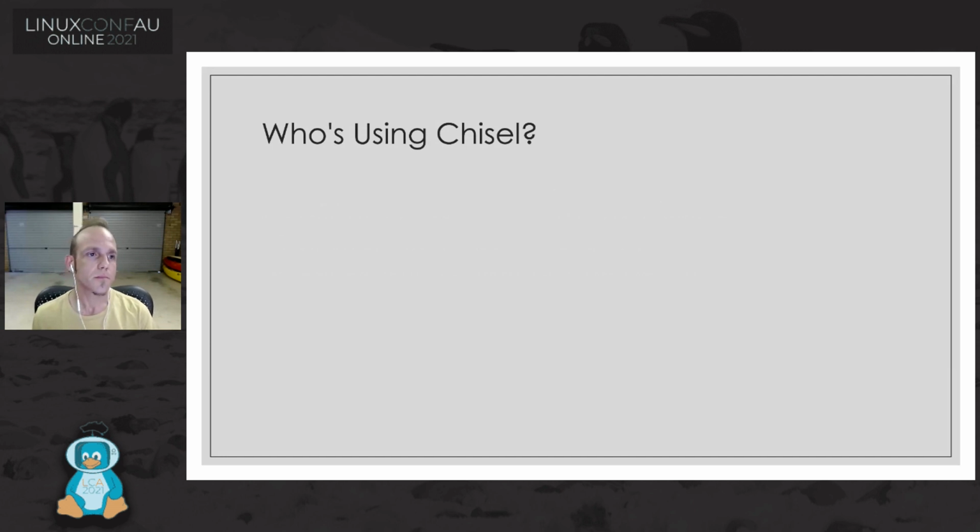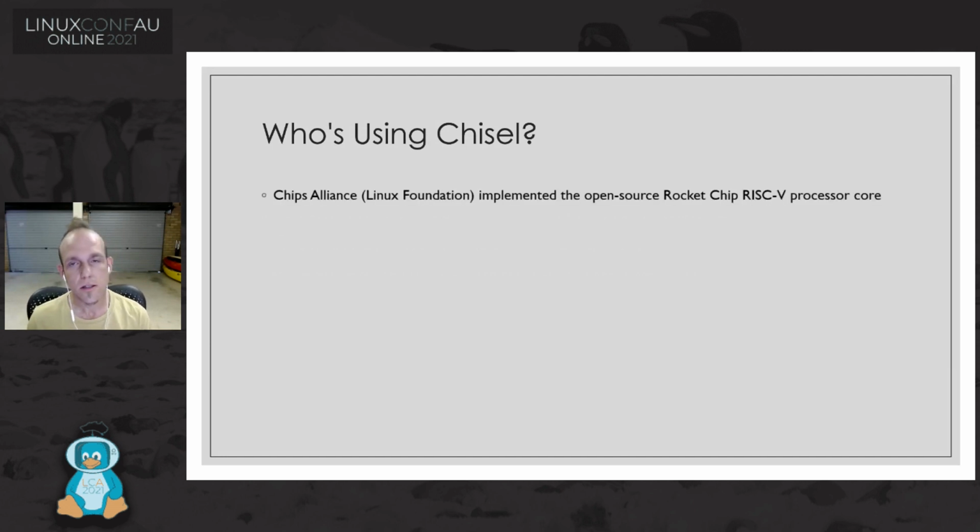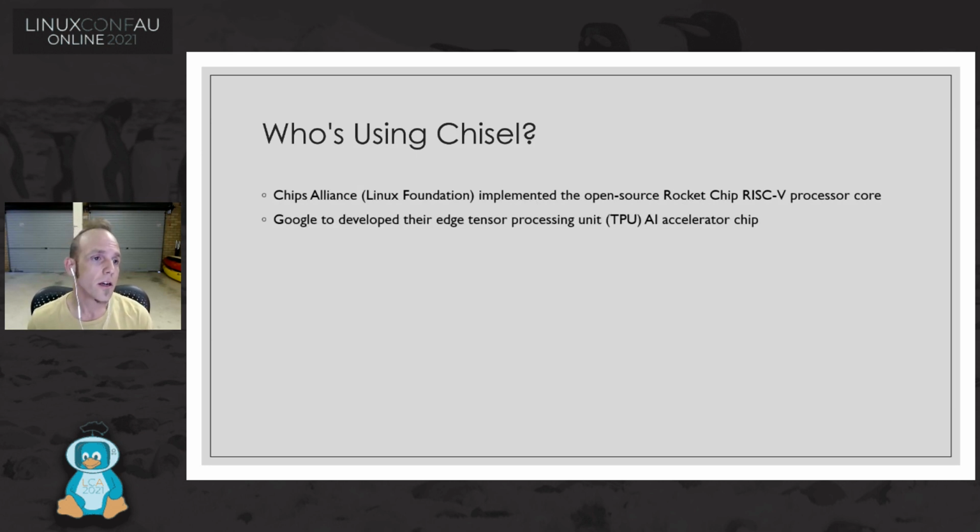Who's using Chisel? So Chisel is currently under the CHIPS Alliance, which is part of the Linux Foundation. The CHIPS Alliance implemented an open source RISC-V processor core using Chisel. It's called Rocketchip. It's quite good.